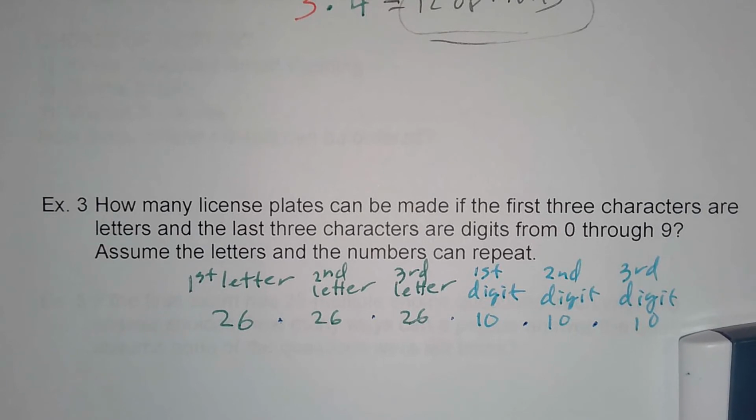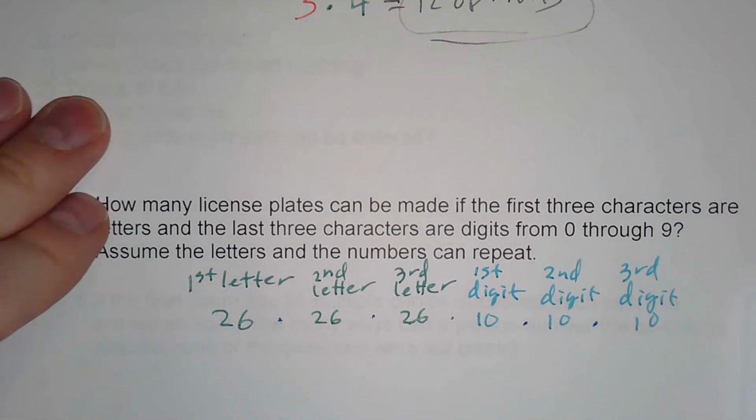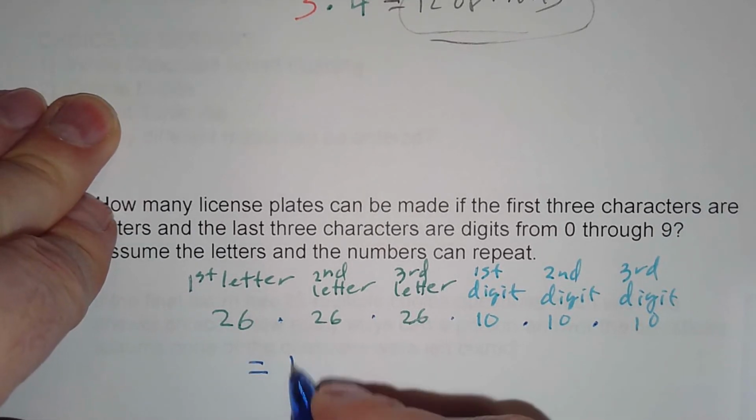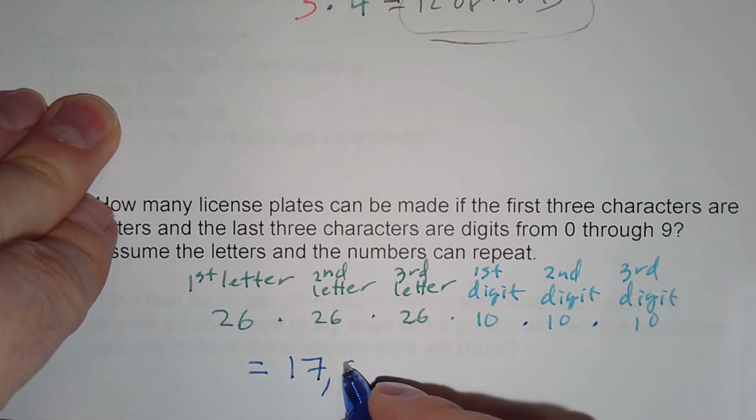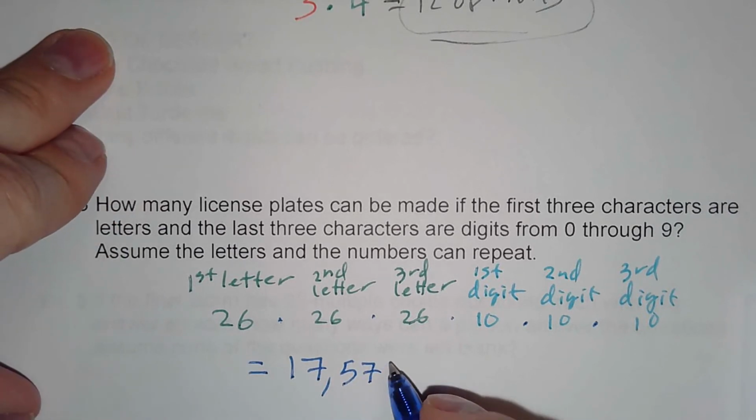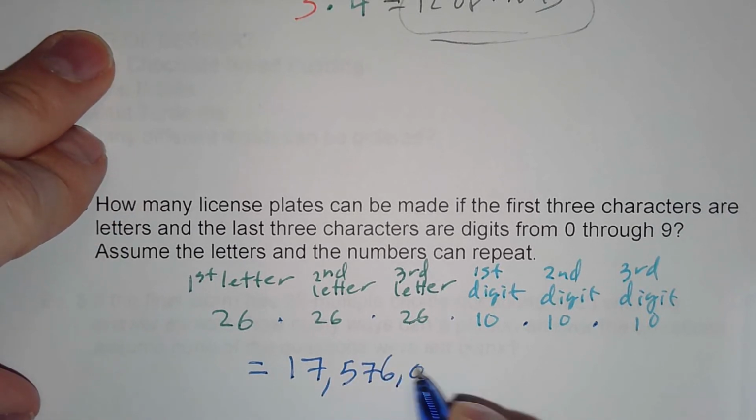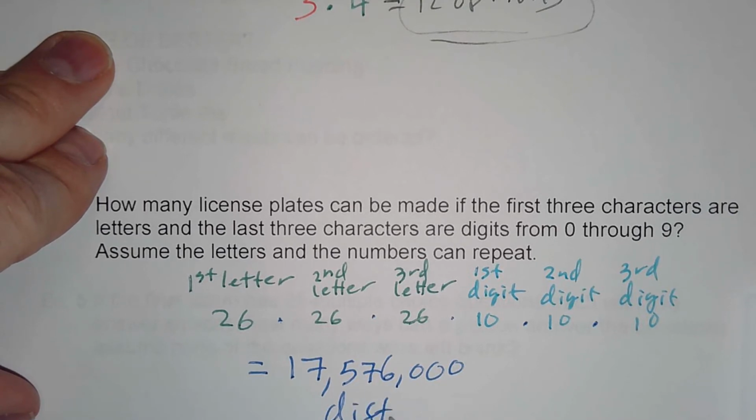So just take your calculator, do 26 times 26 times 26 times 10 times 10 times 10. And you get 17,576,000 different plates.